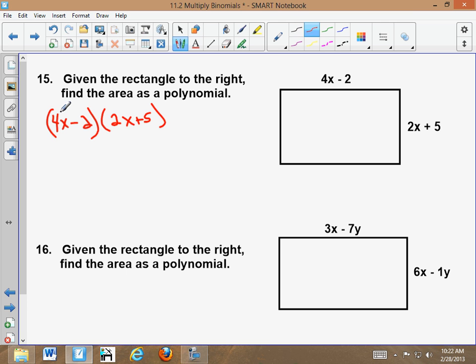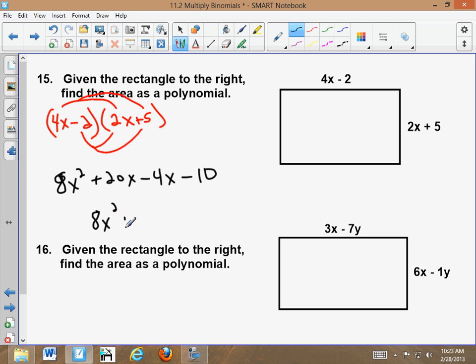And then you do the same thing. 4x gets multiplied to everything in the other binomial. The negative 2 gets multiplied to everything in the other binomial. So I get 8x squared plus 20x minus 4x minus 10. Is that my answer? Nope. 8x squared plus 16x minus 10.